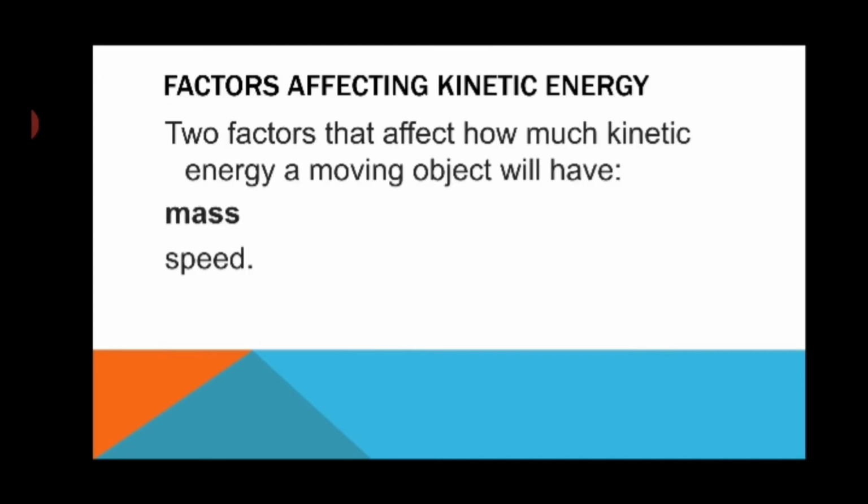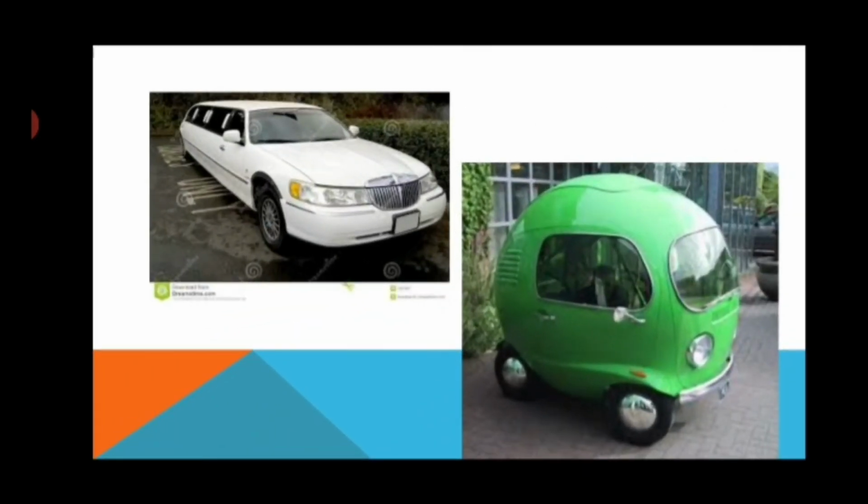Now, what are the factors which affect kinetic energy? Meaning what can make kinetic energy more and what can make kinetic energy less. So basically there are two factors which affect the kinetic energy of a moving object, and these are mass and speed. So the mass of an object can make it more or less, and the speed of an object can make it more or less.